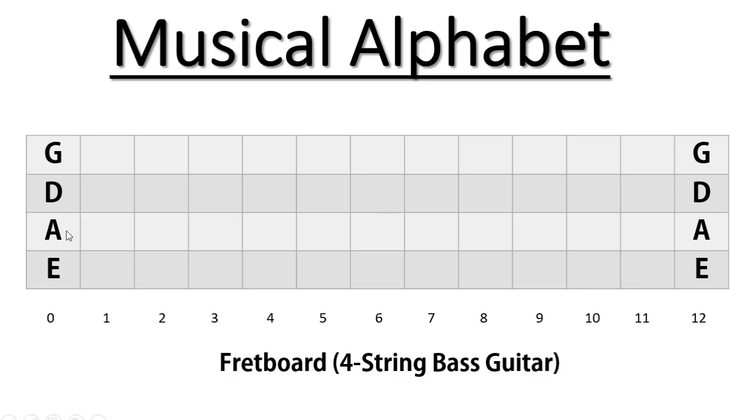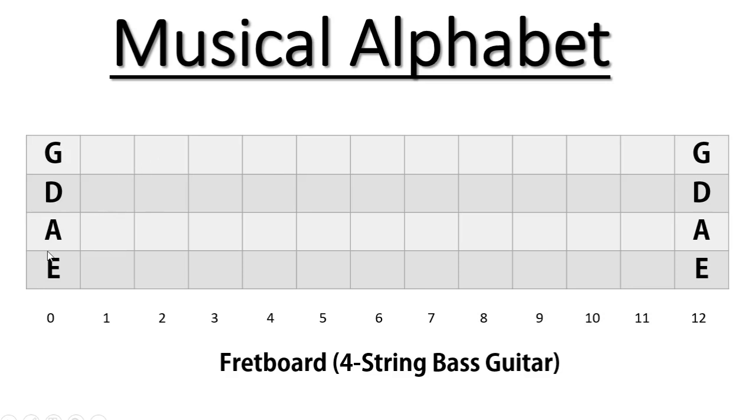With the second string, it's the same. If you pluck that, it should be vibrating at an A pitch, and then the D pitch and G. So when you're looking at string names, the thickest string should be the E string, then the second thickest will be the A string, the D string, and then the G string.